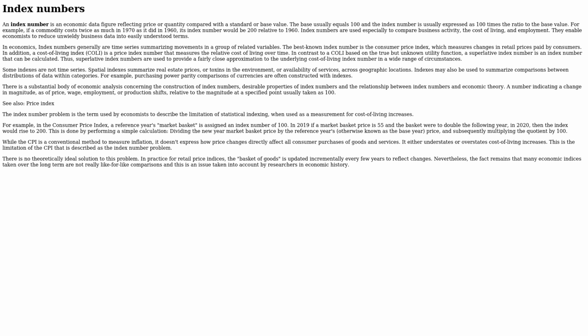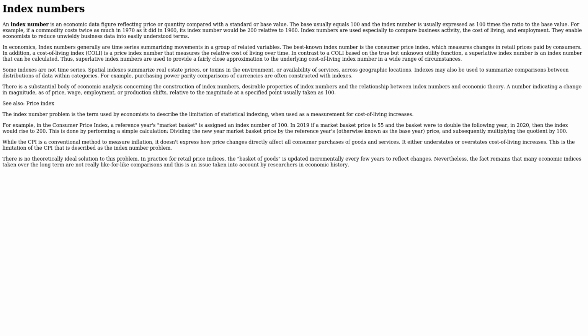In addition, a cost of living index (COLI) is a price index number that measures the relative cost of living over time. In contrast to a COLI based on the true but unknown utility function, a superlative index number is an index number that can be calculated. Thus, superlative index numbers are used to provide a fairly close approximation to the underlying cost of living index number in a wide range of circumstances.